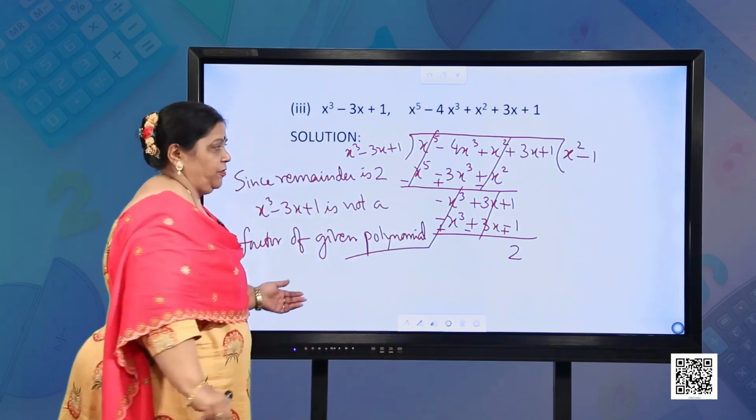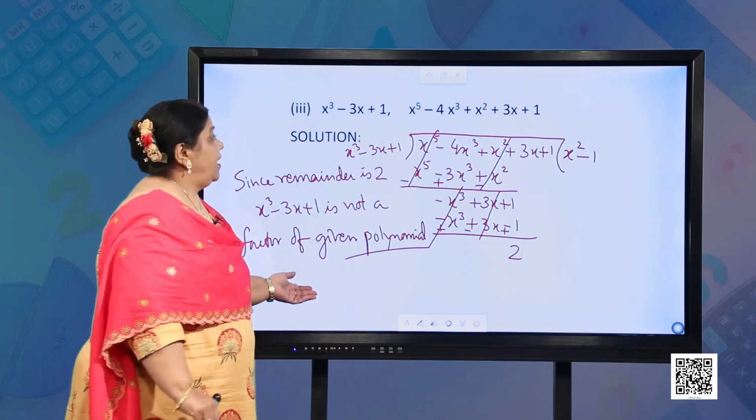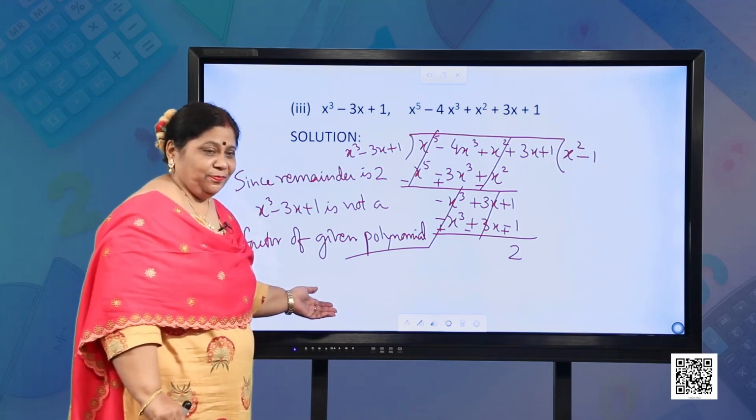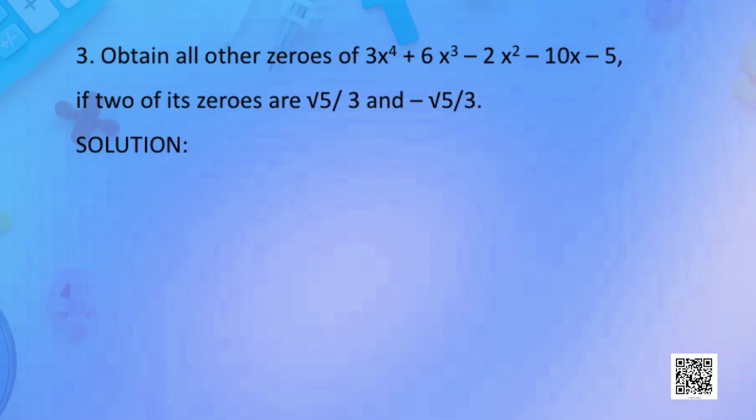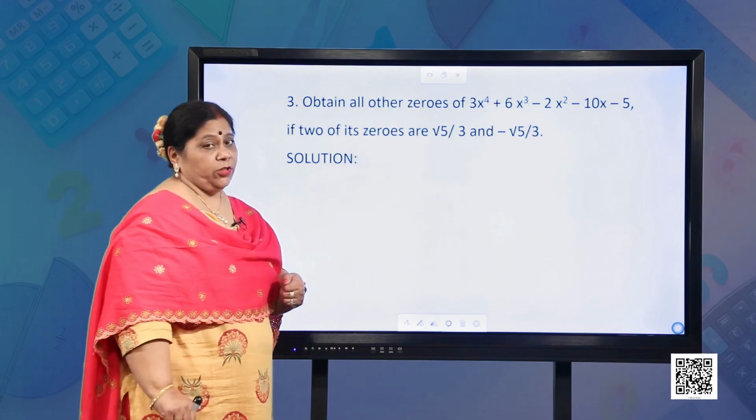So, students, I hope you have understood this very well. Let us look into the next question now. Obtain all other zeros of 3x to the power 4 plus 6x cube minus 2x square minus 10x minus 5 if two of its zeros are square root 5 upon 3 and minus square root 5 upon 3.